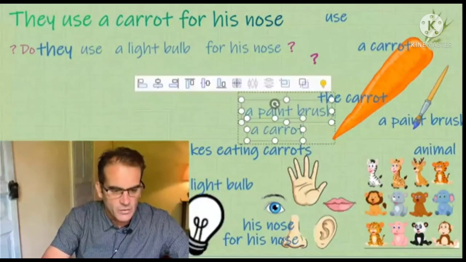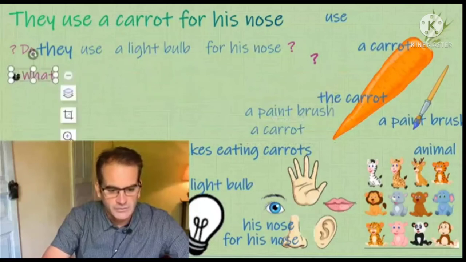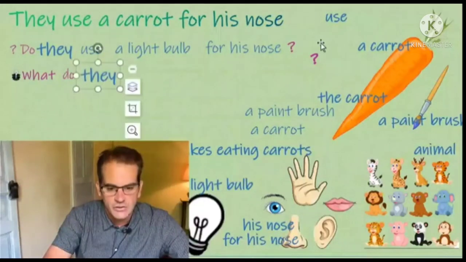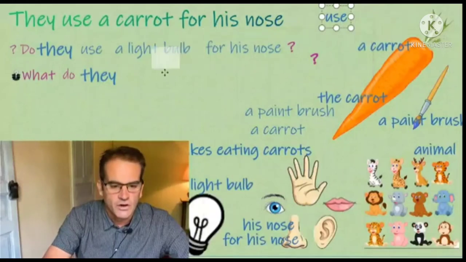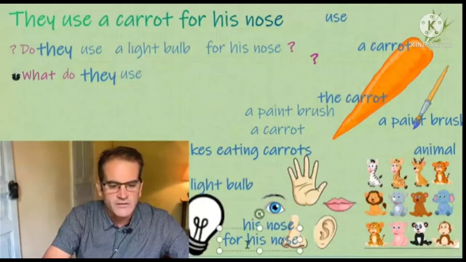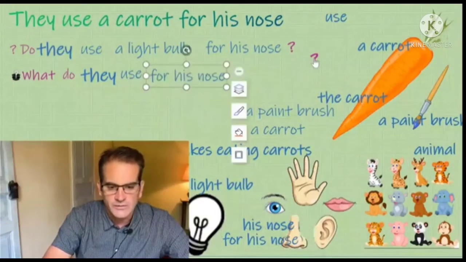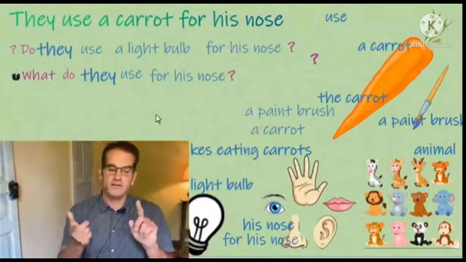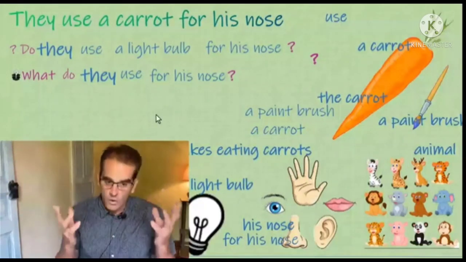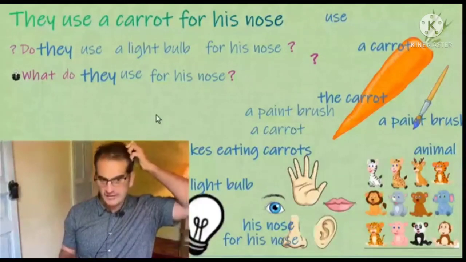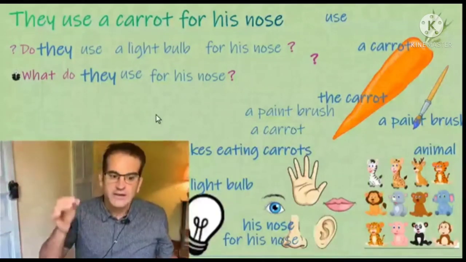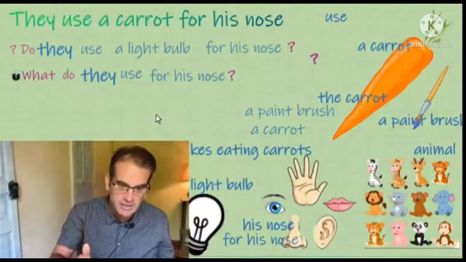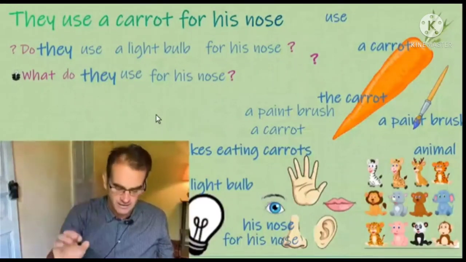So what do they, Jack and Jane, use for his nose? Do they use a paintbrush? Do they use a carrot? Do they use a light bulb? What do they use for his nose? They use a carrot, not a paintbrush, not a light bulb, a carrot. Okay, they use a carrot.